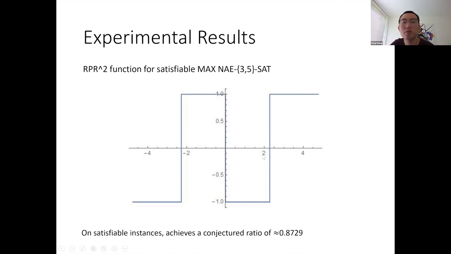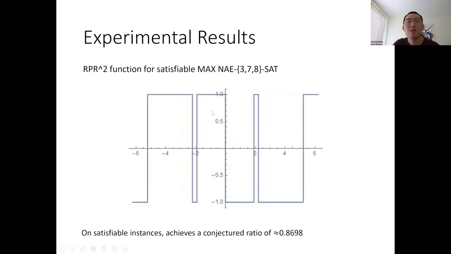What's cool about this is that it's a step function. Previously, people only used monotone functions for RPR squared. It turns out that being non-monotone here actually seems to help. And for NAE-3-7-8-SAT, where we allow clauses of size 3, 7, and 8, we have this step function. It achieves a conjectured ratio of 0.8698. So we believe that this configuration is actually the hardest for satisfiable max NAE-SAT, because by adding in more clauses of different sizes, the ratio doesn't seem to be affected.